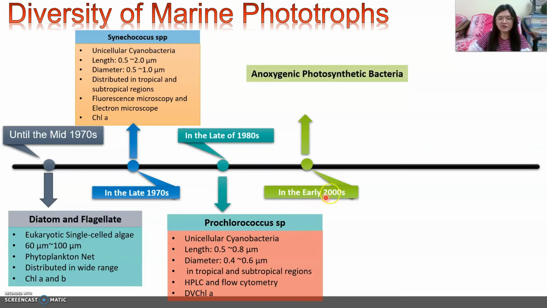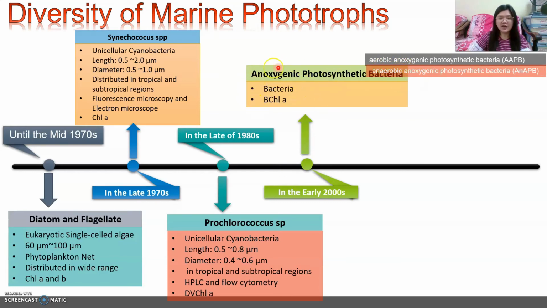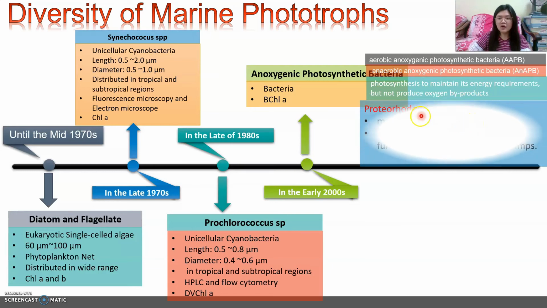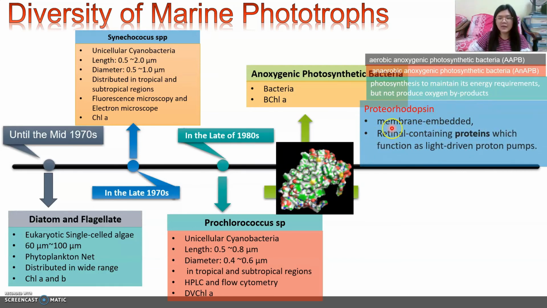Next, in the early 2000s, anoxygenic photosynthetic bacteria were the dominant primary producers. It has two categories, one aerobic and one anaerobic, which means with oxygen and without oxygen. It is a bacterium that contains bacteriochlorophyll A. Bacteriochlorophyll A is used in photosynthesis to maintain its energy requirements but does not produce oxygen as a byproduct. Proteorhodopsin is a membrane-embedded, retinal-containing protein which functions as a light-driven proton pump.